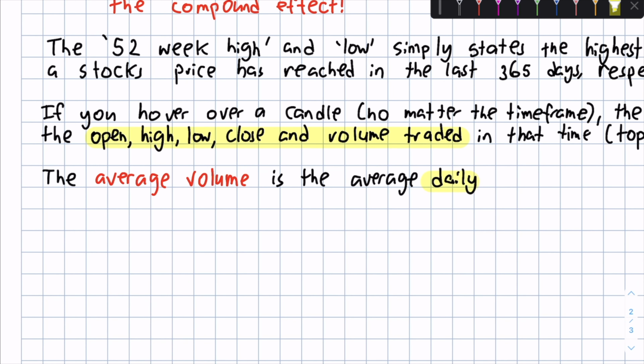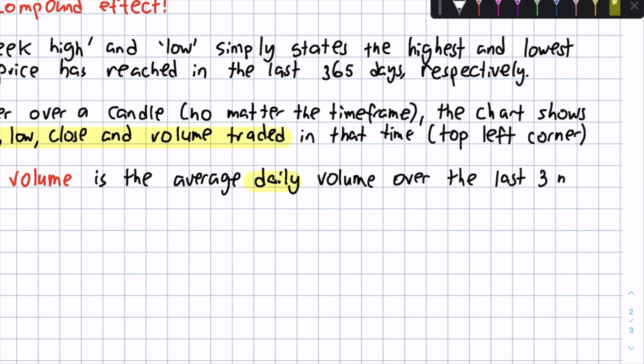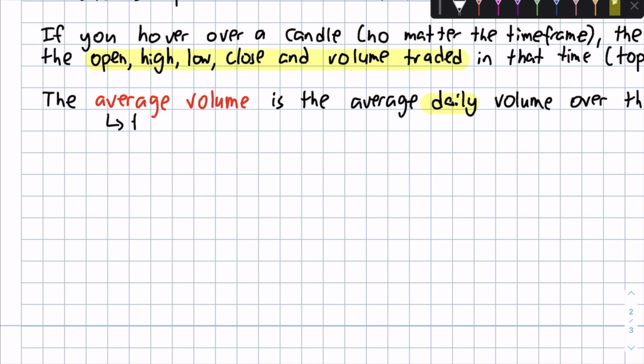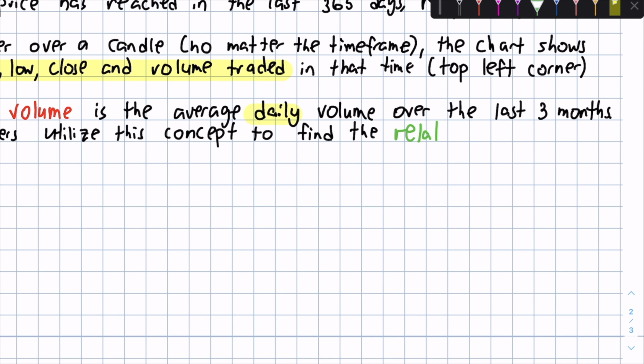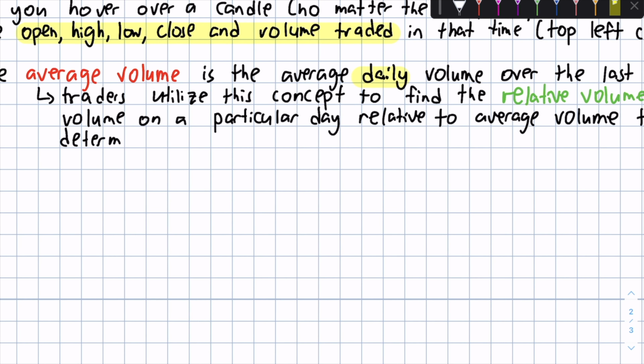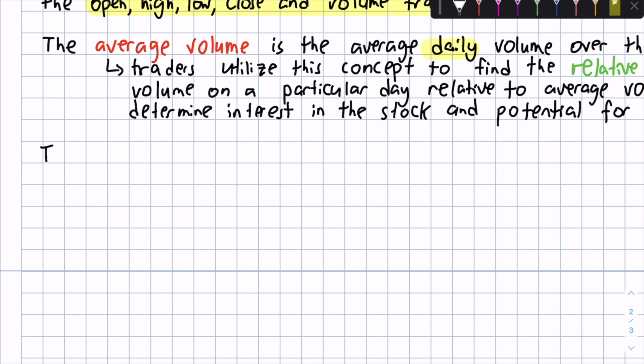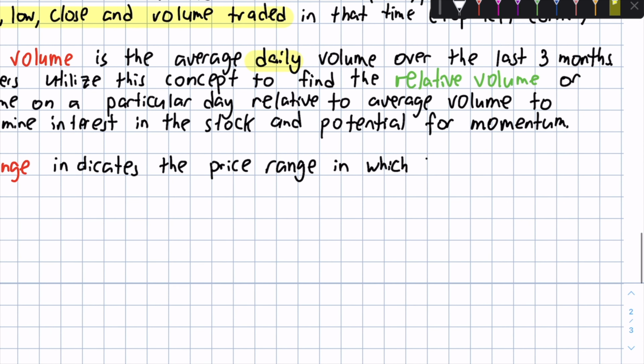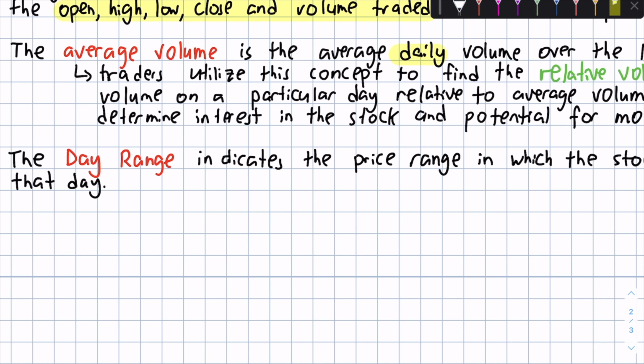The average volume is the average daily volume over the last 3 months. Traders utilize this concept to find the relative volume, or volume on a particular day relative to the average volume, to determine interest in the stock that day and potential for momentum swings. The day range is another thing that pops up, and it indicates the price range in which the stock traded that day.